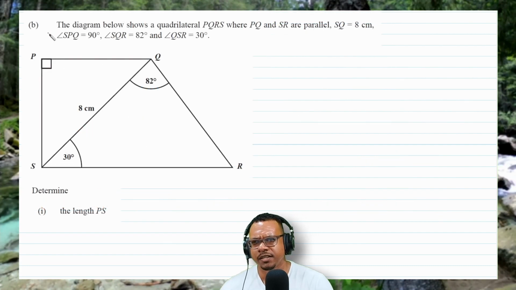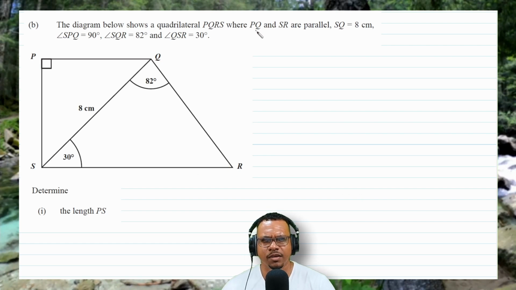All right, so moving on to part B, we have the diagram below shows a quadrilateral PQRS. So this is a quadrilateral here, PQRS, where PQ and SR are parallel. So P to Q and S to R are parallel. So let's put in the arrows one time. All right, so that will mean that this is a trapezium.